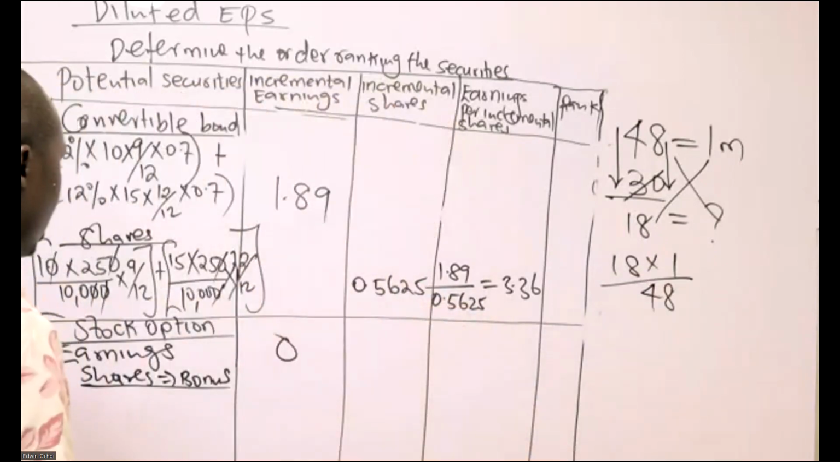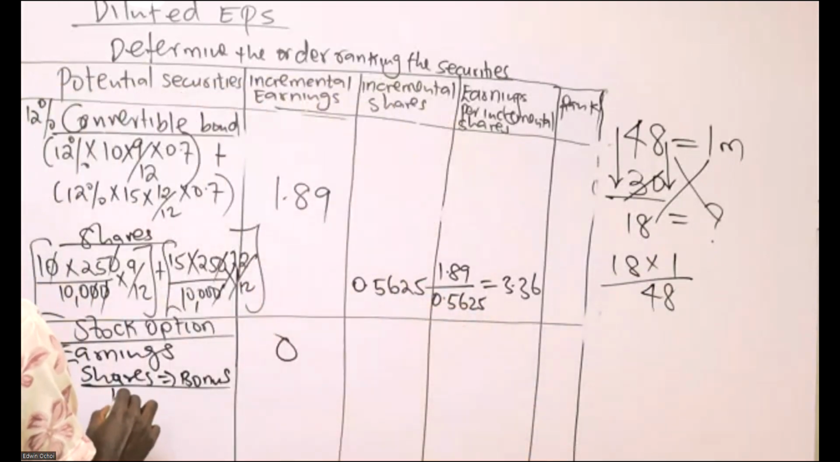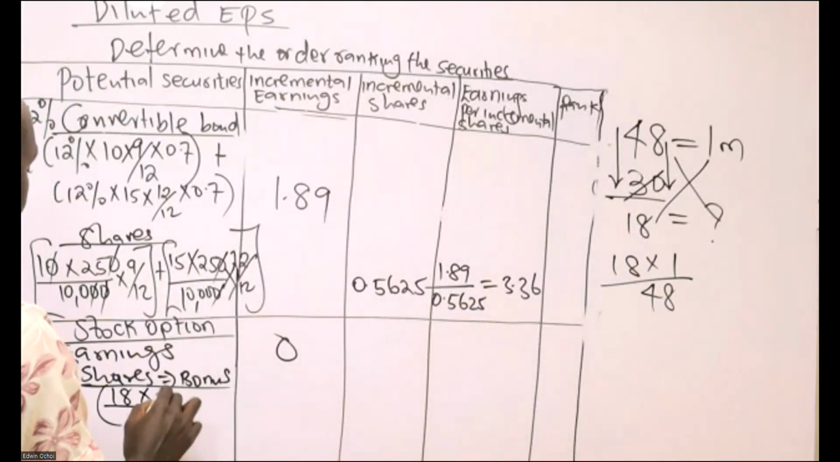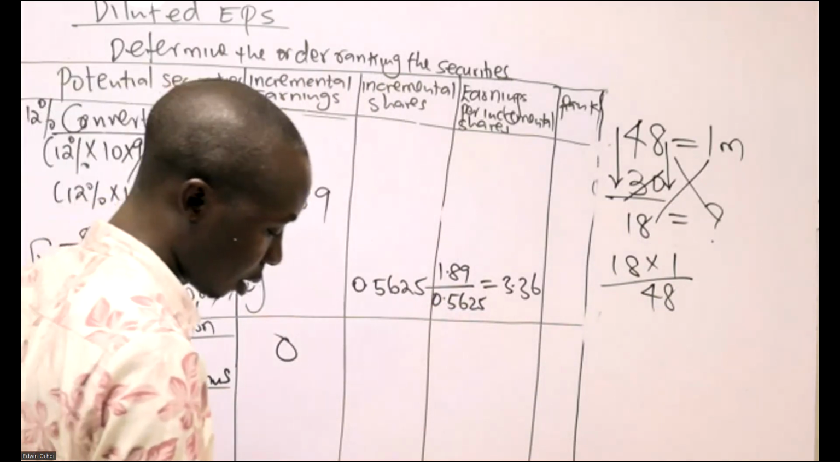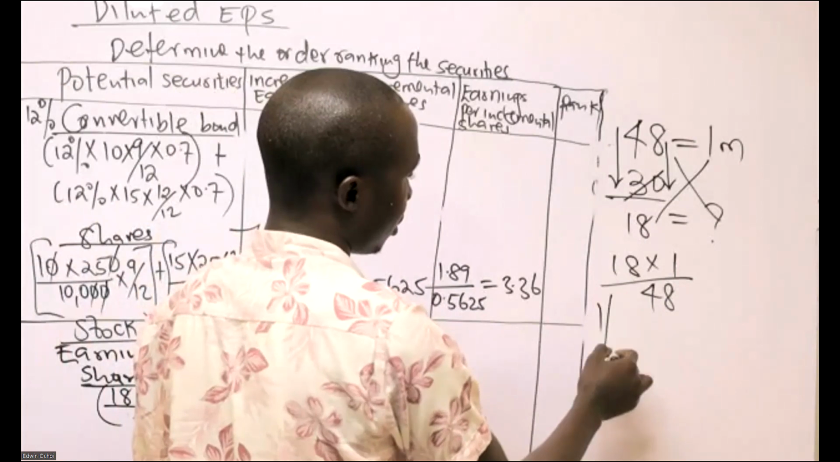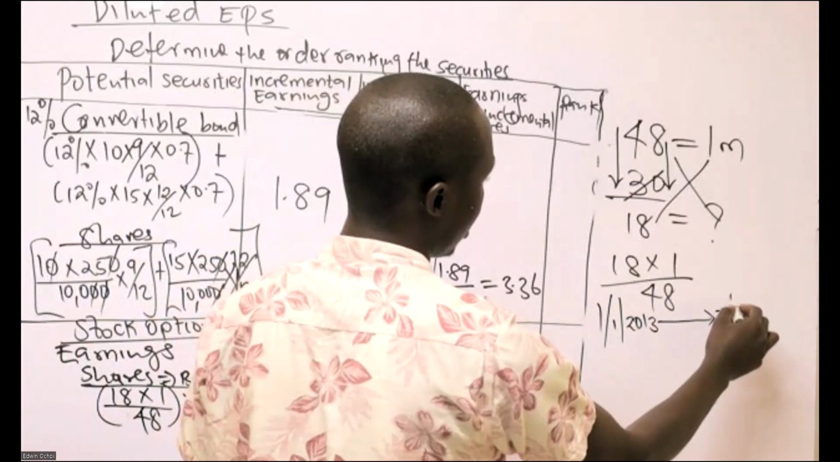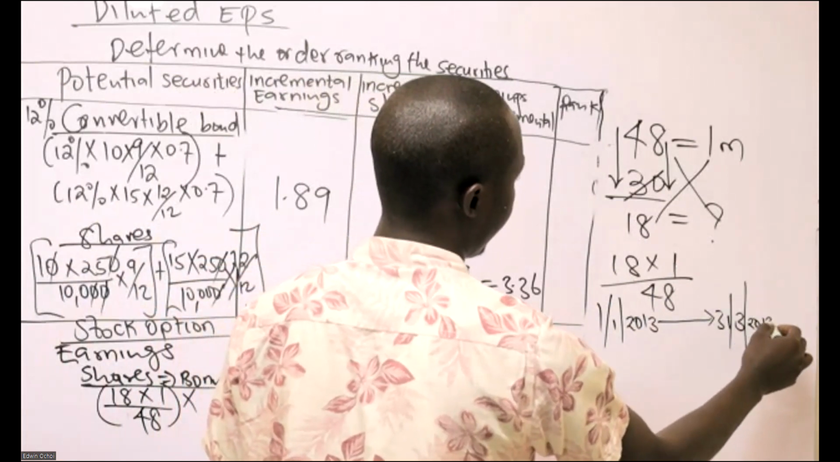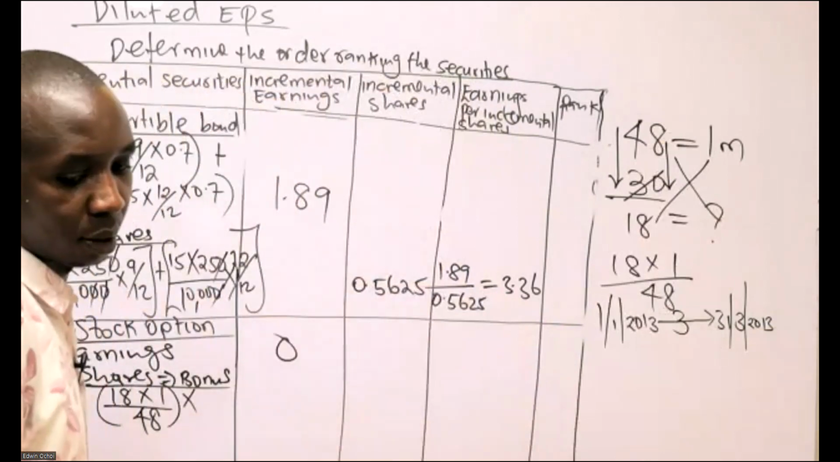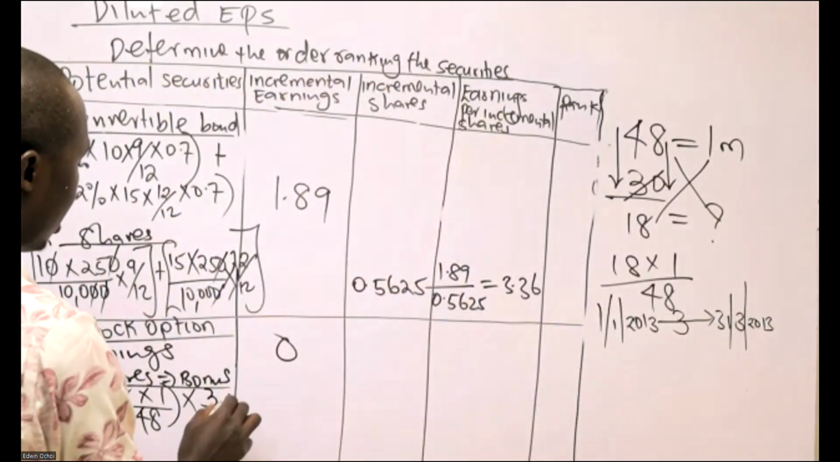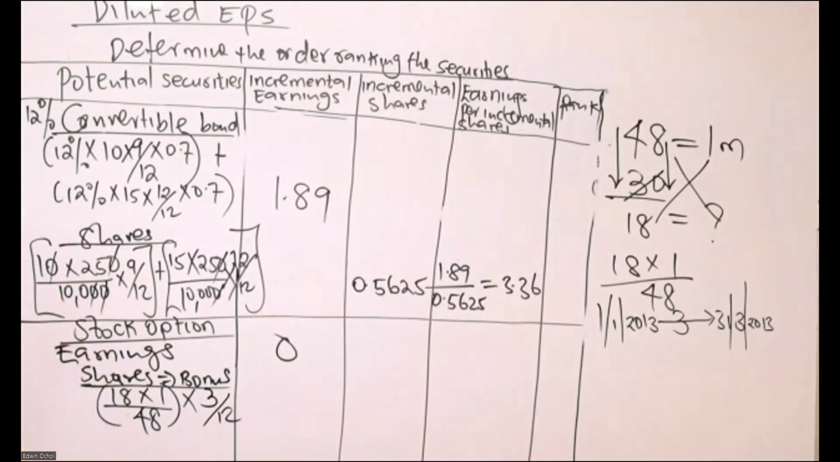So that is what I will be doing here. 18 times 1 over 48. When were they to exercise? They were to exercise this option from 1st January. So you consider from 1st January 2013 to the end of the year, which is 31st March 2013. Those are how many months? 3 months. So you say 3 over 12. That is how you get the bonus. So you say 18 divided by 48 times 3 divided by 12.